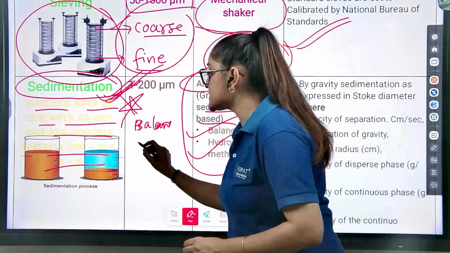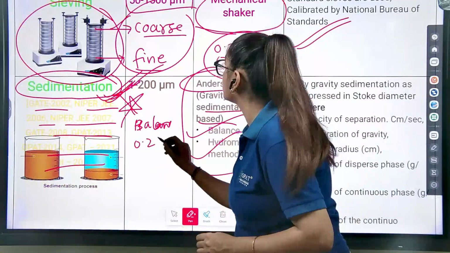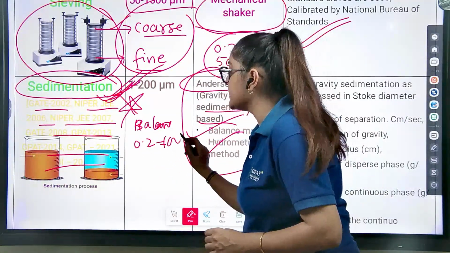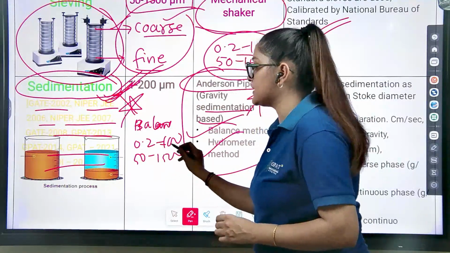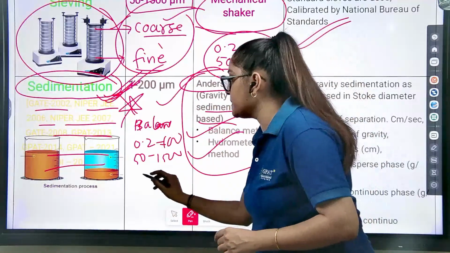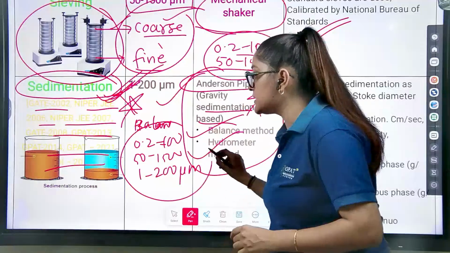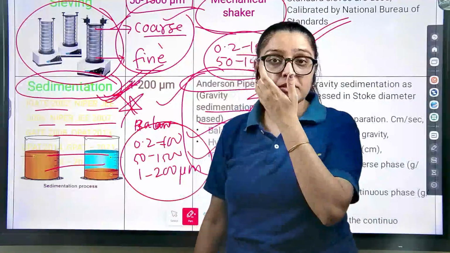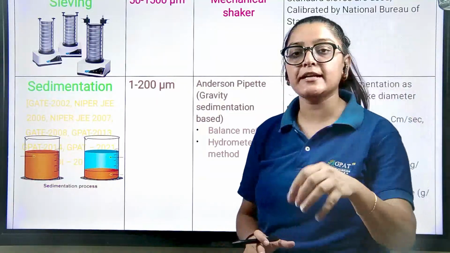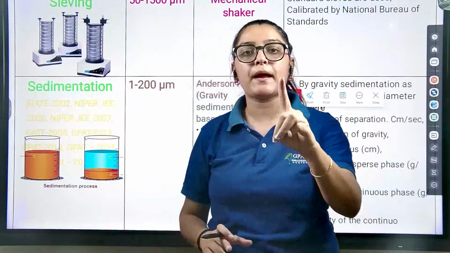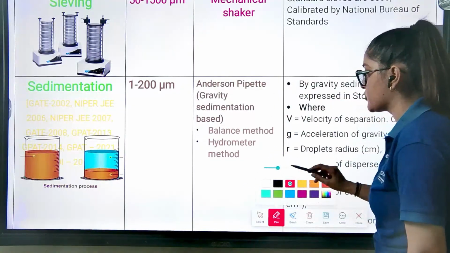Size range for optical microscopy, as I had already mentioned, is 0.2 to 100 micrometer. For sieving it was 50 to 1500 micrometer. For sedimentation it is 1 to 200 micrometer, right? So this is important information. Now let's focus on what else we should remember. Sedimentation method, three methods: Anderson pipette, hydrometer, balance method. Size range 1 to 200 micrometer.